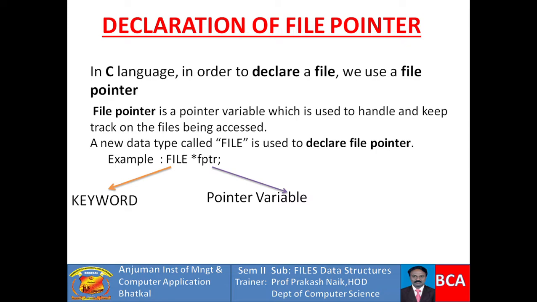Now, to create this file pointer, we need to use a new data type called FILE. But remember, the keyword FILE should be in caps. You can see an example on the computer screen: FILE *fptr. Here FILE is a keyword, fptr is a variable name, and since this fptr begins with the symbol star, it is called a pointer variable and hence a file pointer.